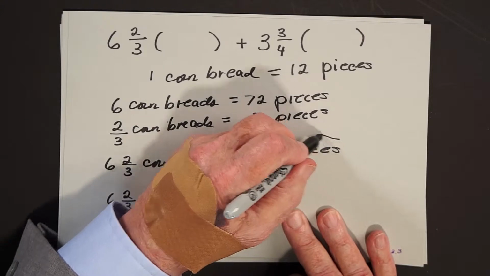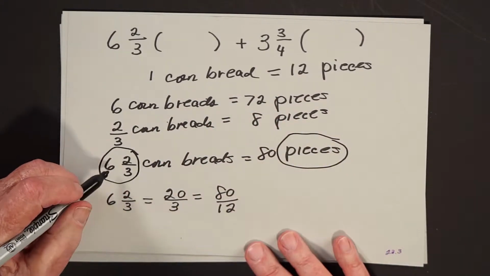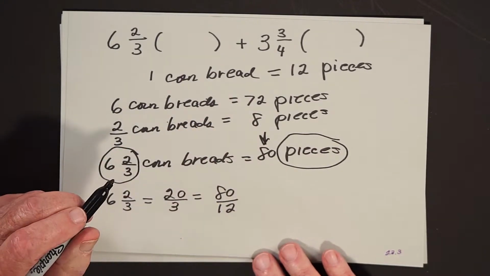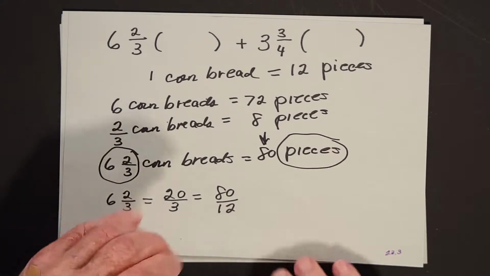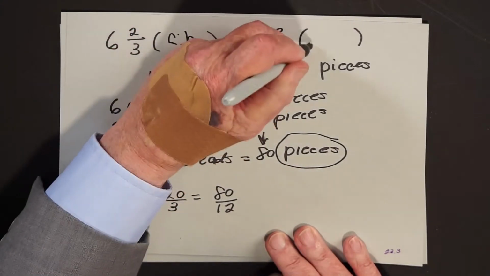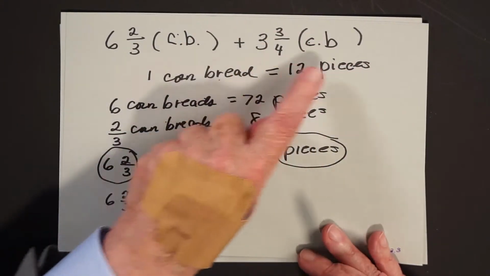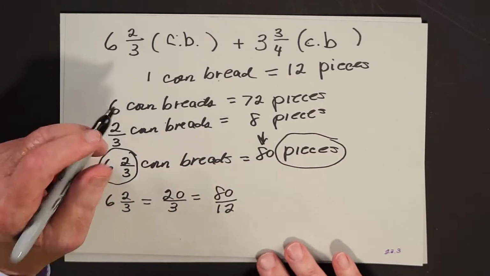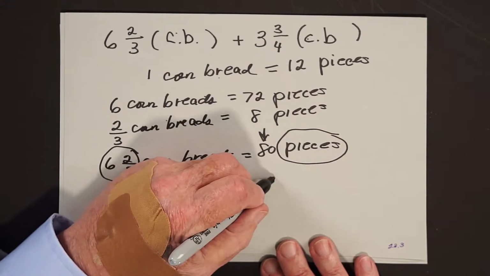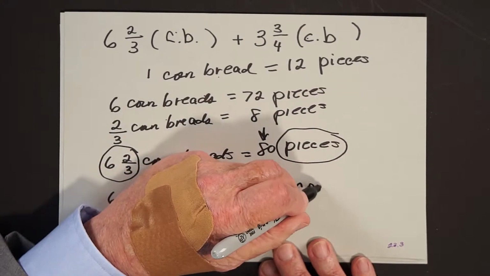So if the noun is pieces, you no longer have a mixed number. What is 6 2/3 cornbreads? 80 pieces, which is a whole number. But the problem was stated in terms of cornbreads. I'll use CB. So what must the answer be modifying? Also cornbreads, not pieces. But how many pieces does it take to make a cornbread? 12. So each piece is one of what it takes 12 of to make a cornbread.